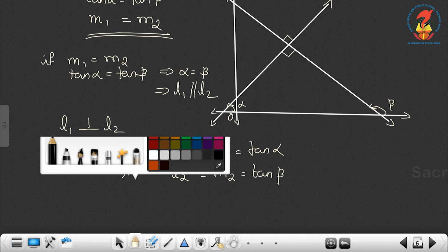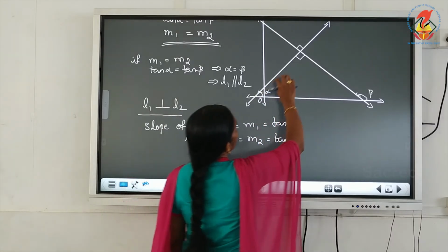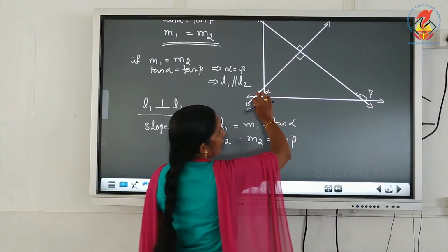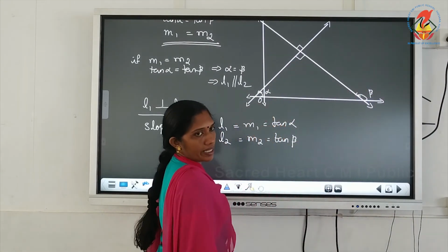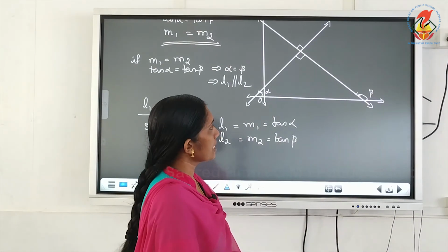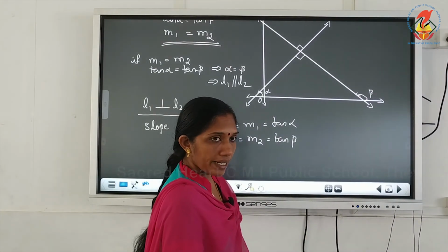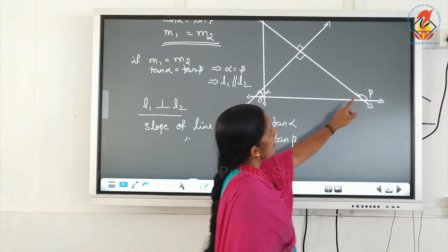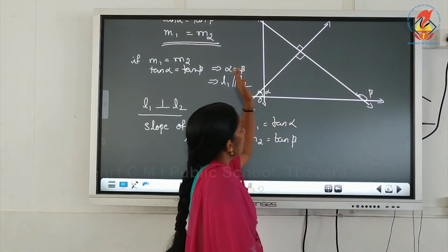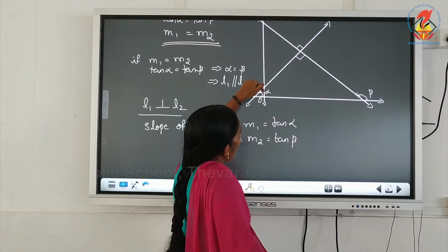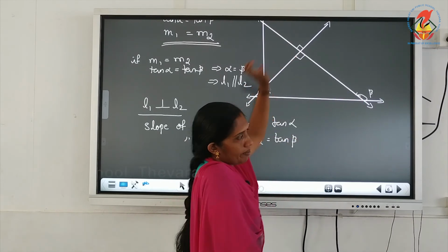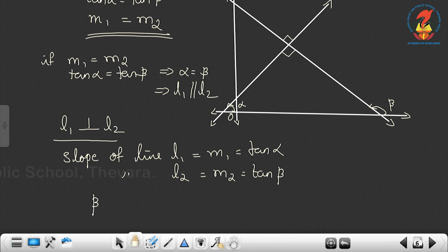Now, can you see a triangle here? Here one triangle. For this triangle, beta is the exterior angle. What is the exterior angle theorem? The exterior angle of a triangle is equal to the sum of the interior opposite angles. So beta is equal to alpha plus 90, or 90 plus alpha.